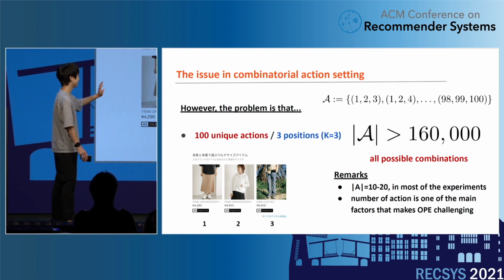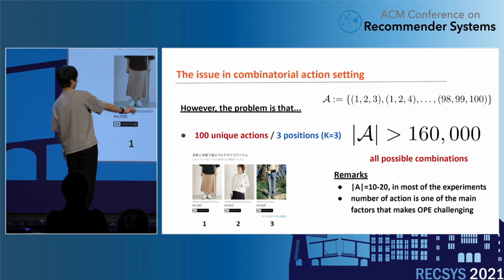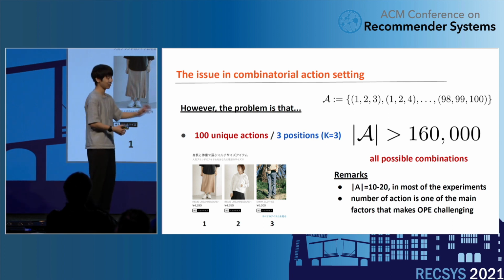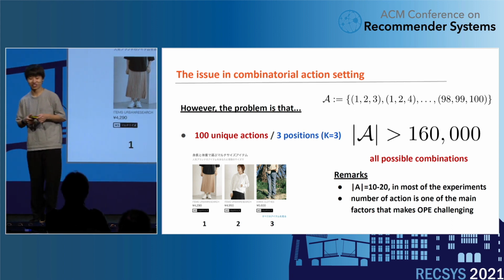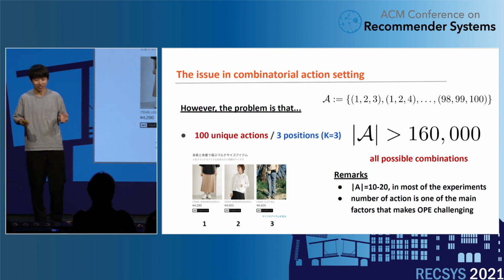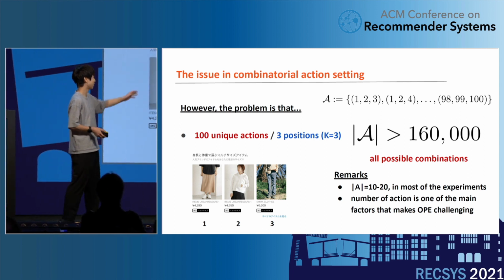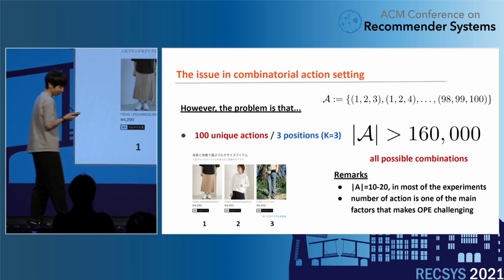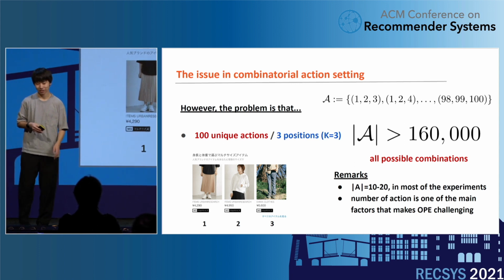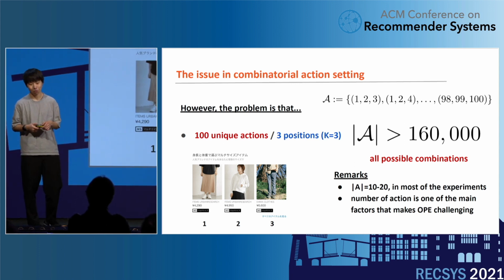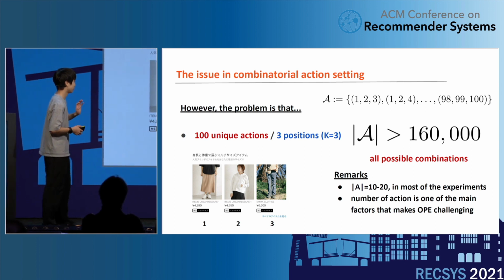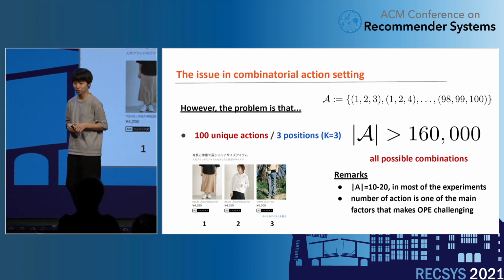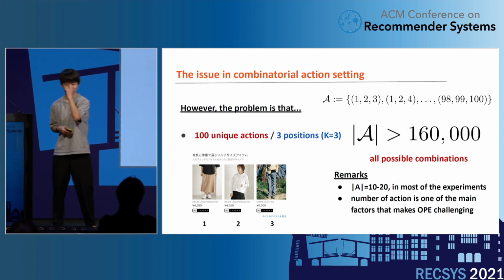So some remarks here. In most of the standard off-policy experiments, researchers are using a very tiny action space, having only 10 or 20 actions. This is, of course, a useful result, but in industrial recommender systems, 10 or 20 actions is not that usual. We have to have this kind of combinatorial action space. And also the thing is that standard off-policy evaluation doesn't work at all in this kind of combinatorial action space, because maybe you may remember that the number of actions is one of the main factors making off-policy evaluation much more challenging. Right? That's one problem.